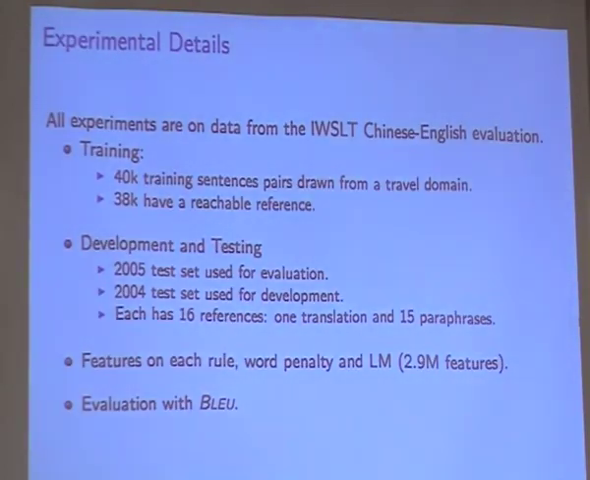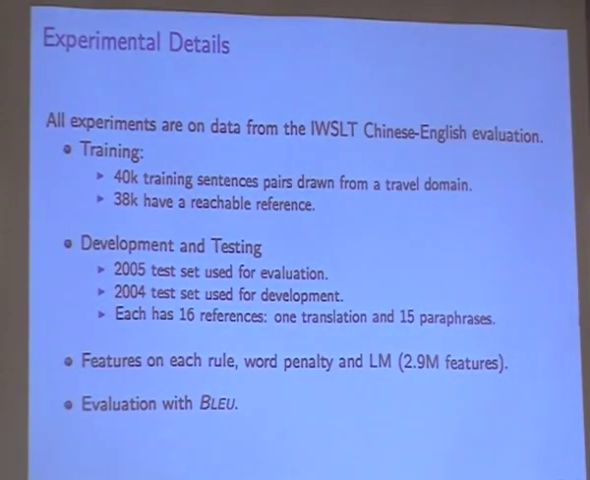So, some experiments. We experimented with this on the IWSLT data. It's about 40,000 sentences, and we used the development and testing data stated here. One thing to note about this data is that there's a great number of references. The test data has 16 references, and I'll comment on that later. It affects the evaluation.